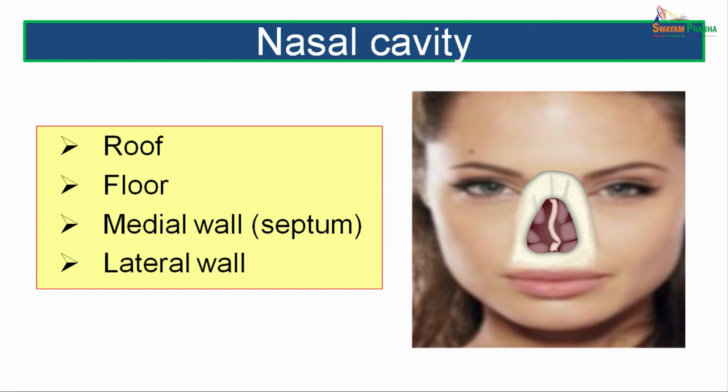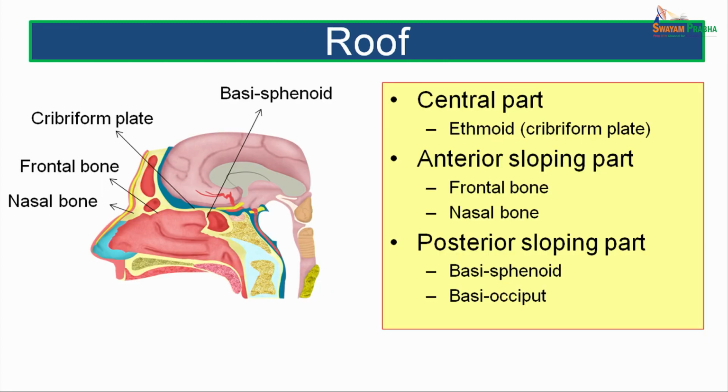Let us study the roof of the nasal cavity. The roof is formed in the central part by the ethmoid bone, that is the cribriform plate of ethmoid. The anterior sloping part is formed by the frontal bone and the nasal bone, while the posterior sloping part is contributed by the basisphenoid and the basi-occiput.